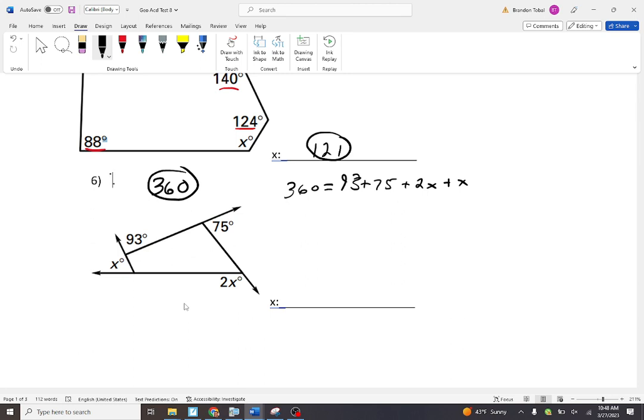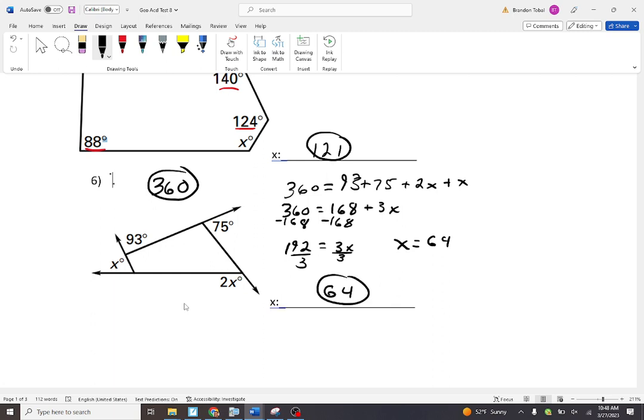All right. So this is going to be 360. 93 plus 75 is 168. 2x plus x is 3x. So now it's the algebra 1 question. We're just combining like terms. Minus 168 on both sides. You get 192 equals 3x. Divided by 3 on both sides. x equals 64. So your final answer is 64.